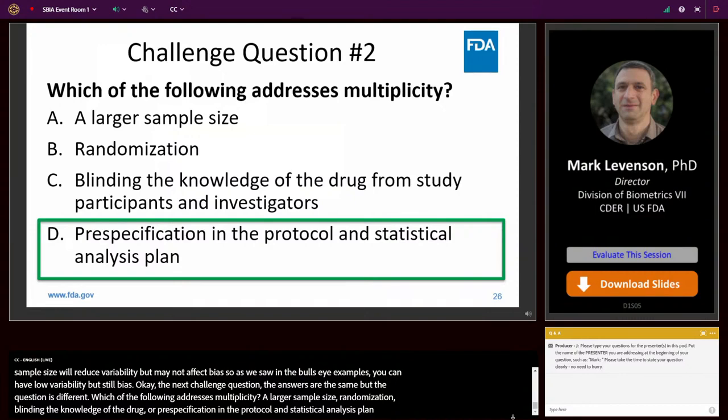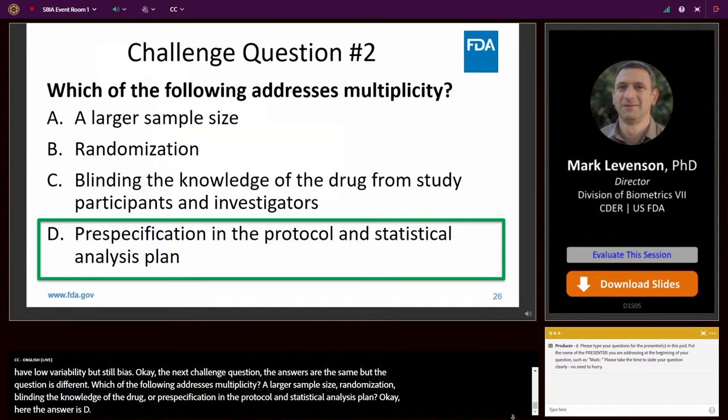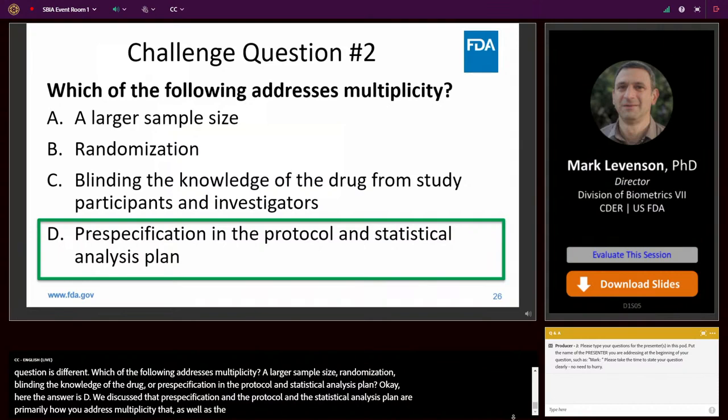Okay, here the answer is D. We discussed that pre-specification in the protocol and the statistical analysis plan are primarily how you address multiplicity. That, as well as some statistical approaches that would be specified in the statistical analysis plan.